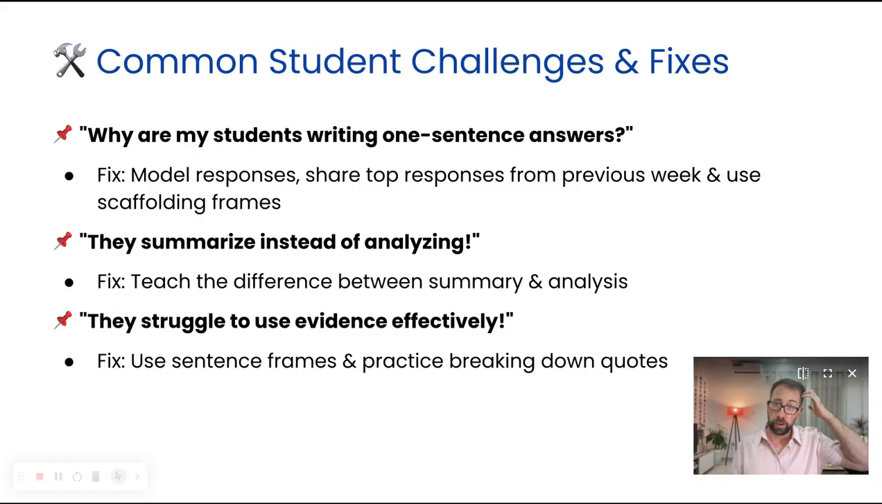One thing that you can do here is with some common challenges. When you first implement this, you might get 1-sentence answers or 2 short answers. Ways to fix this would be to just model some good responses. Take previous weeks' responses and have sort of a top winner, share that with the class, give extra credit points to those who are exceptionally good. However you want to manage that, you can in your own classroom. And also provide some scaffolding sentence frames.